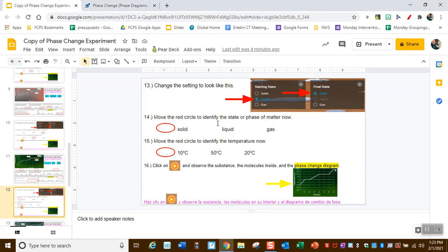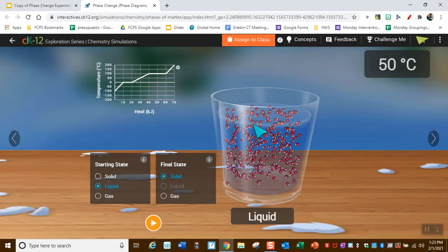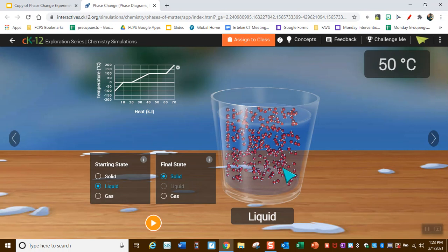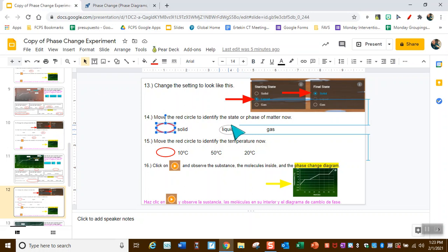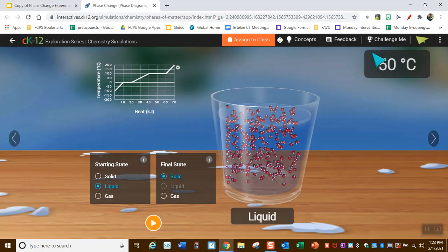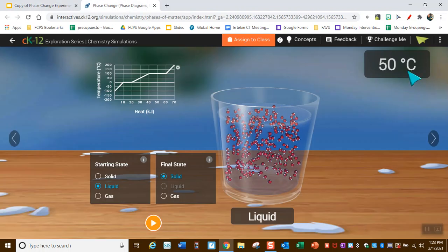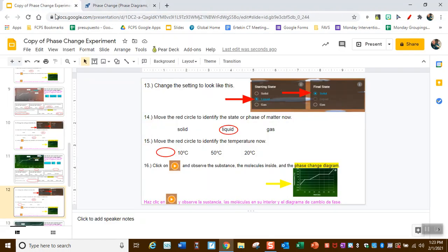Move the red circle to identify the state or phase of matter now. Is it a solid, liquid, or gas right now? Very good. Right now, it's a liquid. Move the red circle to identify the temperature now. What is the temperature now? Very good. 50 degrees Celsius. So let's move this to 50 degrees Celsius.